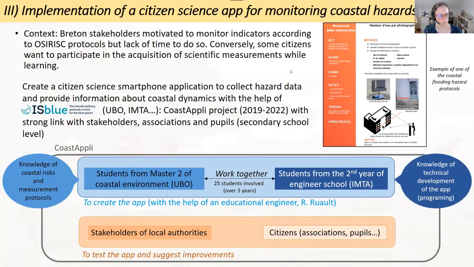So I developed, with the help of Riwellen Ruo, educational engineer, the app called Costapli for 3 years, with the involvement of 25 students to create the app, and with the help of stakeholders and citizens to test the app and suggest improvements.